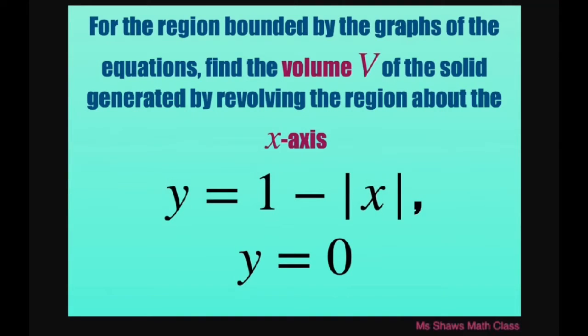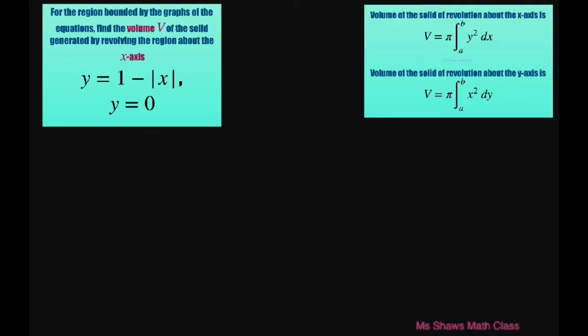For the region bounded by the graphs of y equals 1 minus absolute value of x and y equals 0, we're going to find the volume of the solid generated by revolving the region about the x-axis. So basically, we're going to use this formula here for the volume of the solid of revolution about the x-axis.